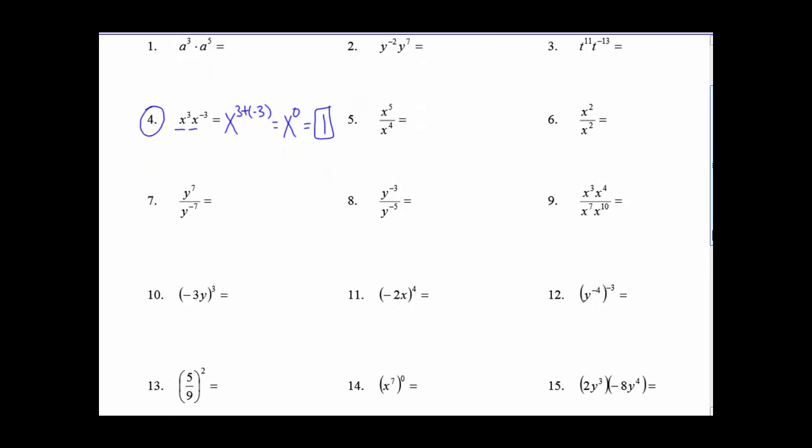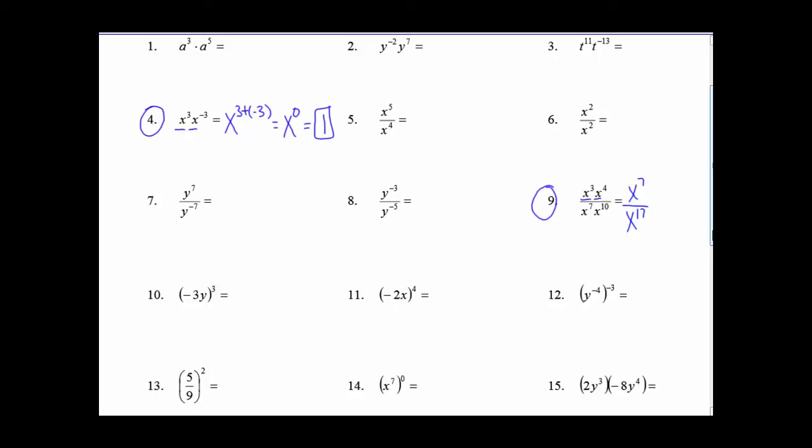Skipping to number 9, I like to take this one step by step. So I'm going to do my numerator first and combine my terms, and then my denominator. So if I look at my numerator, I have the same base. They both are just x's, so I can add my exponents. So 3 plus 4 will get me an exponent of 7. And then I can do the same thing for the denominator. I can add my exponents. 7 plus 10 will get me an exponent of 17. So I have x to the 7th over x to the 17th.